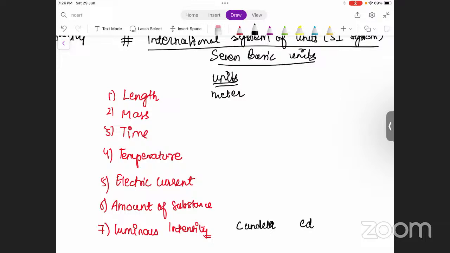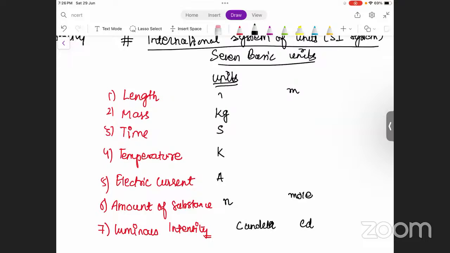So length is meter, which is small m. Mass is kg. Time is second. Temperature is Kelvin. Electric current is ampere. Amount of substance is mole, which is denoted by n. So this is mole.